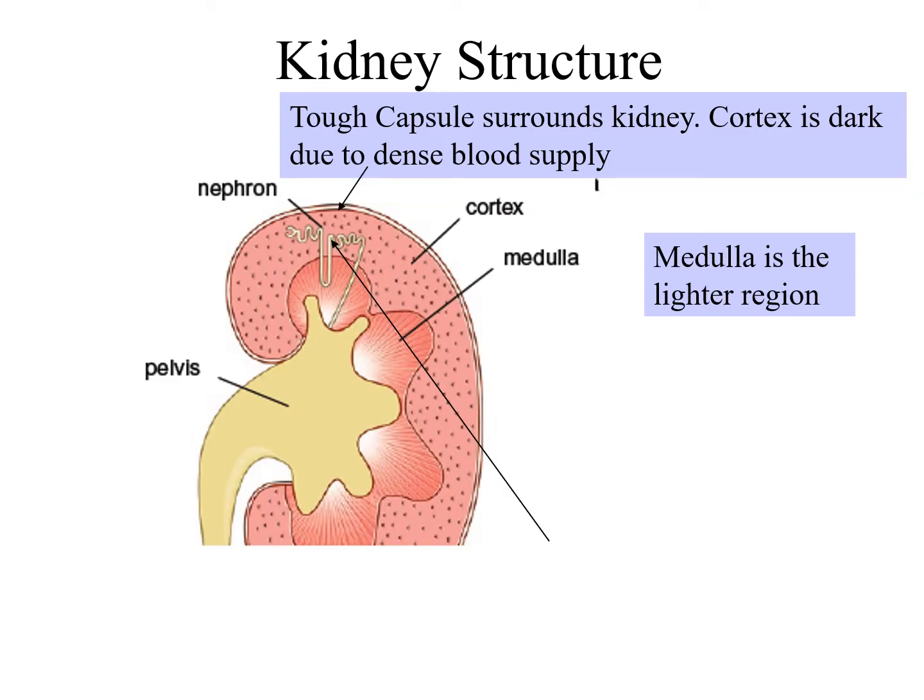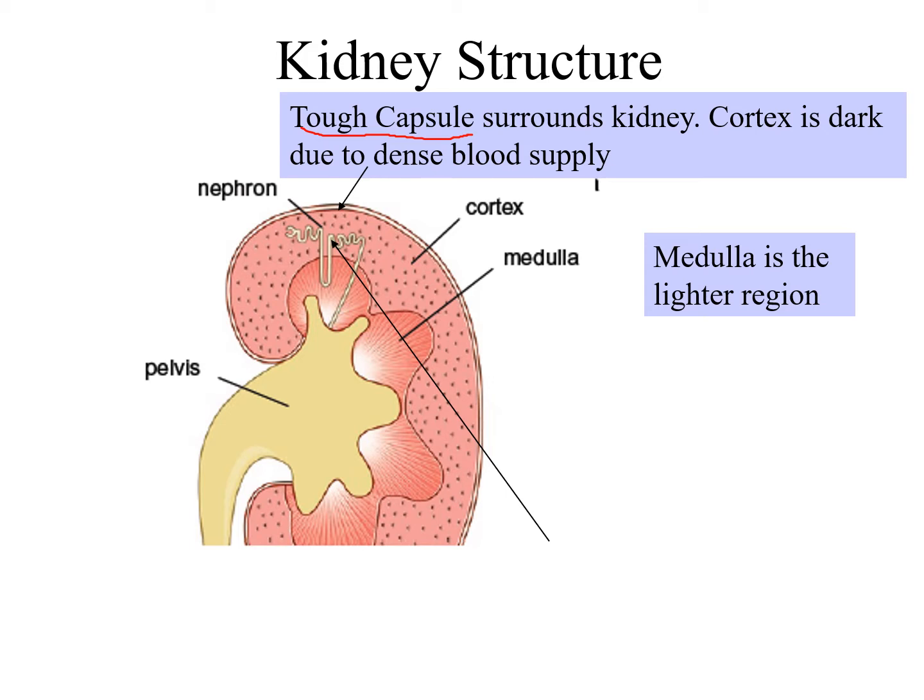In year 13, you are very likely to do a kidney dissection and a diagram of the kidney. So just to point out a few things here. There's a tough capsule on the outside of the kidney, which is basically dark because it's got such a good blood supply. That's where the cortex is, next to it. And then we've got the medulla, which is the light region.